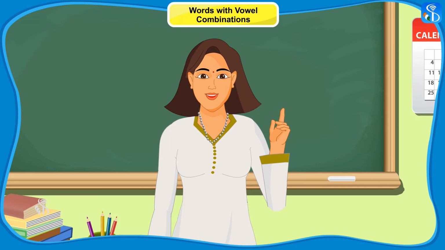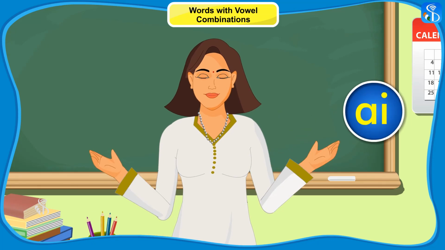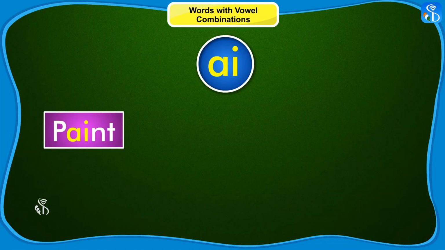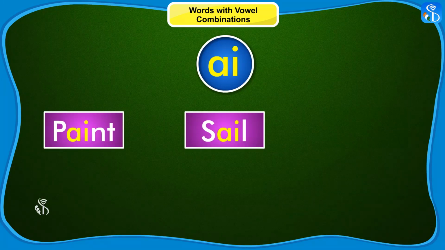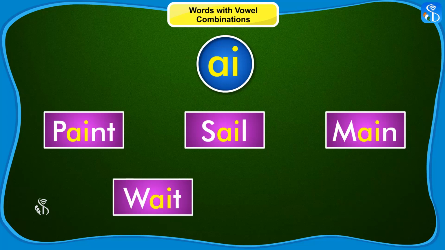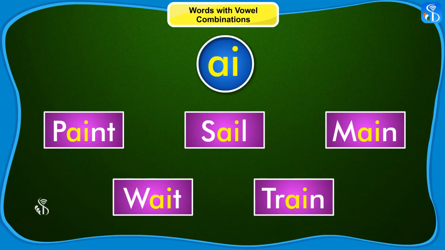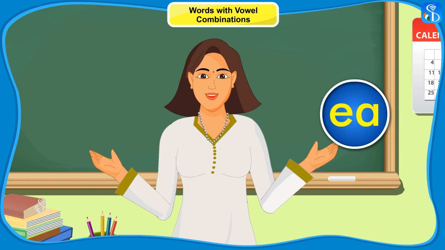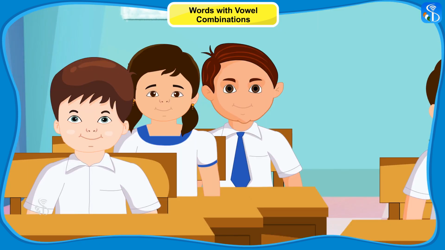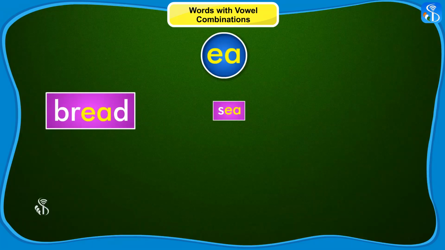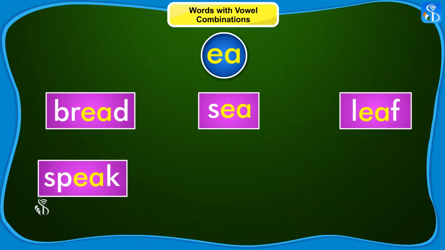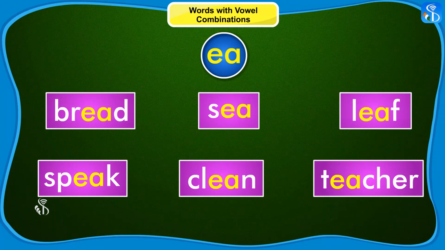The first vowel combination is AI. Teacher, I will tell the words paint, sail, main, wait, train. Very nice. Now the next vowel combination is EA. Teacher, the words containing this vowel combination are bread, see, leaf, speak, clean, and teacher.